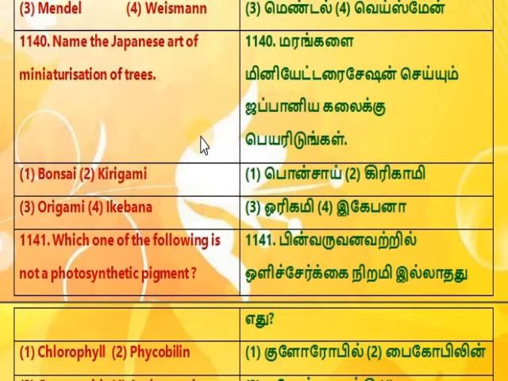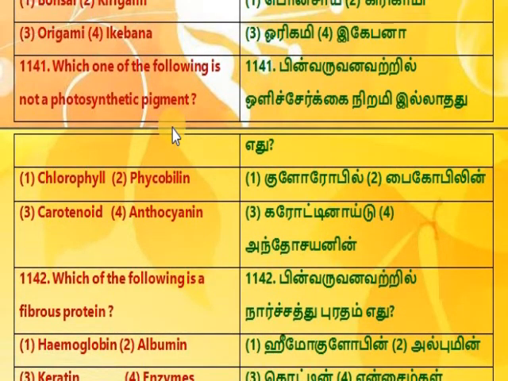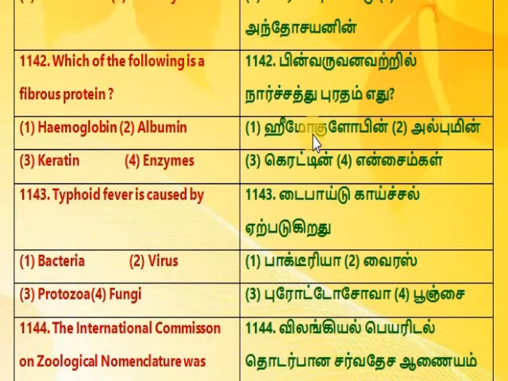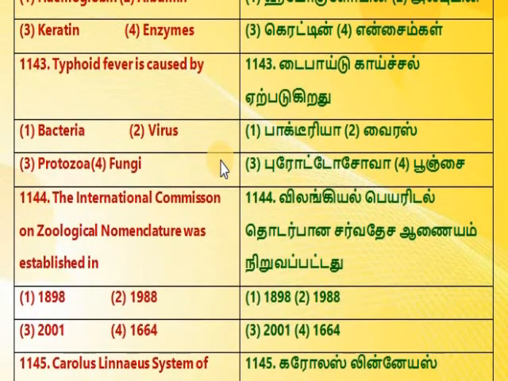1140 Name the Japanese art of miniaturization of trees. 1. Bonsai, 2. Kirigami, 3. Origami, 4. Ikebana. 1141 Which one of the following is not a photosynthetic pigment? 1. Chlorophyll, 2. Phycobilin, 3. Carotenoid, 4. Anthocyanin. 1142 Which of the following is a fibrous protein? 1. Hemoglobin, 2. Albumin, 3. Keratin, 4. Enzymes. 1143 Typhoid fever is caused by 1. Bacteria, 2. Virus, 3. Protozoa, 4. Fungi.